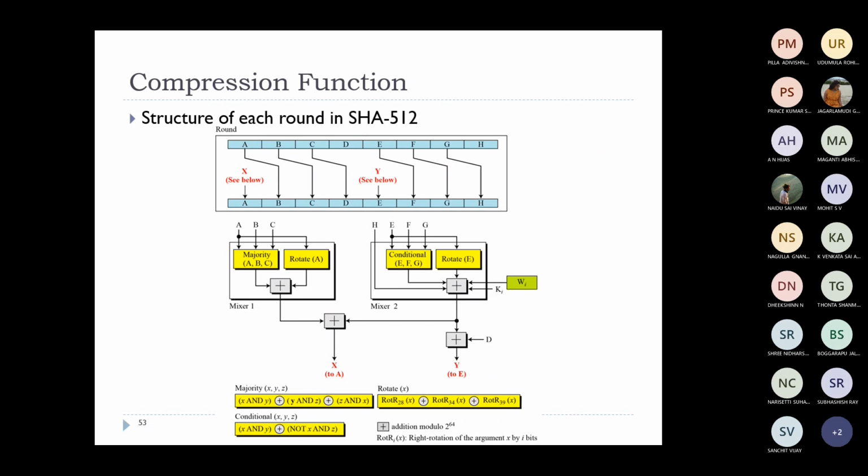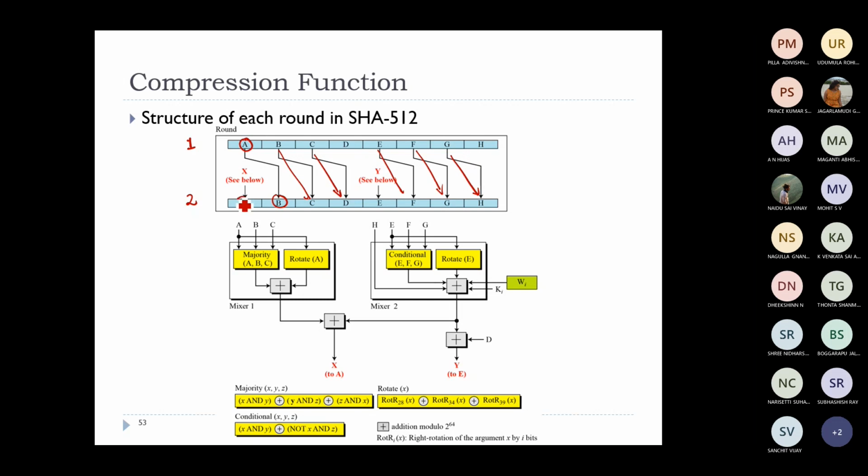Now we move on to the structure of each and every round in SHA-512. This is more complex when compared to our MD5. I'll show the expanded version in this slide. Assume this is round 1. How does the conversion from round 1 to round 2 happen? Whatever the value of A is, it will be pushed to B, B to C, C to D, E to F, F to G, and G to H.